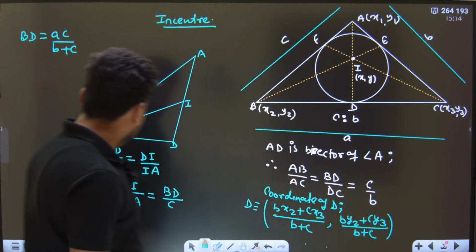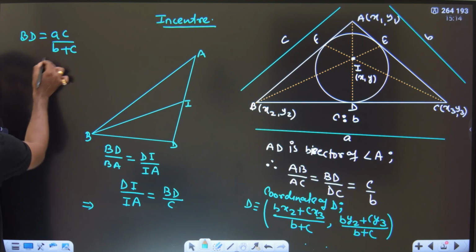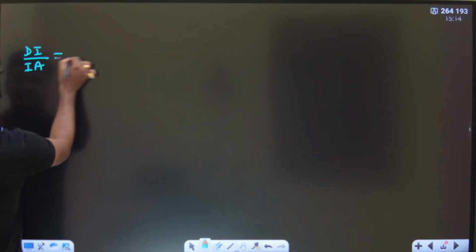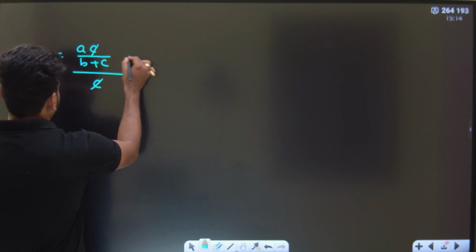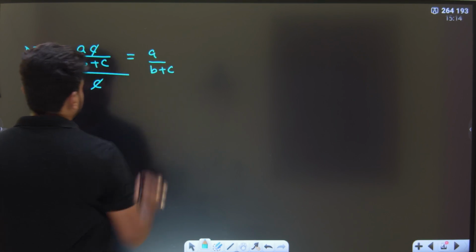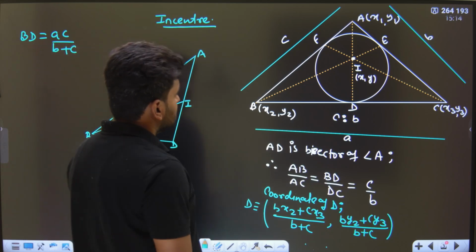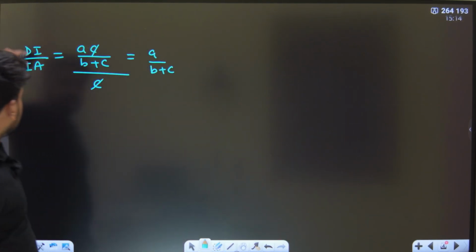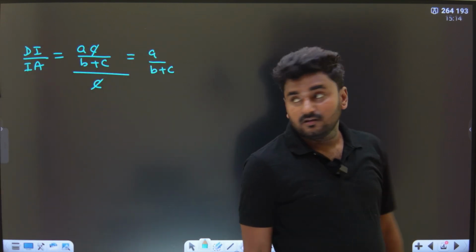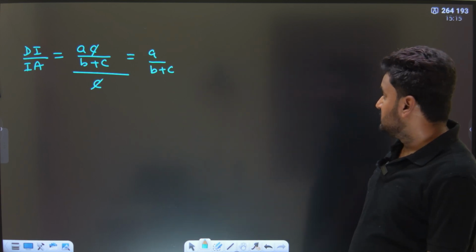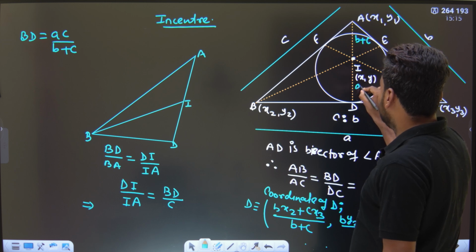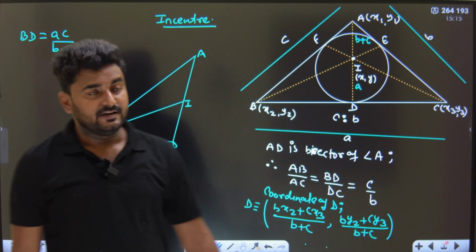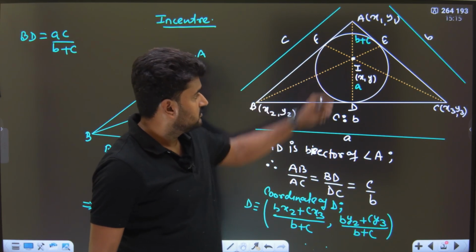Understood? So now here I want to put DI upon IA, that is coming AC upon B plus C and whole by C. Now this C and C cancel, and finally I got A upon B plus C. It means I got the ratio DI to IA, which is A upon B plus C, means this IA is coming B plus C, and this is your A. Understand?